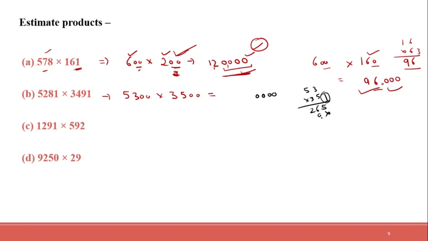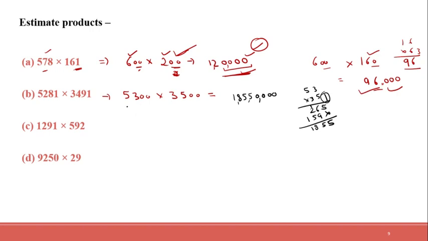Here 3 into 3, 9, and 3 into 5, 15. Now add this 5, 9 plus 6, 15, 1 here, 5, 6, 7 plus 1, 8, and 1. That means this. Got it? So it is 1 crore 85 lakh 50,000.